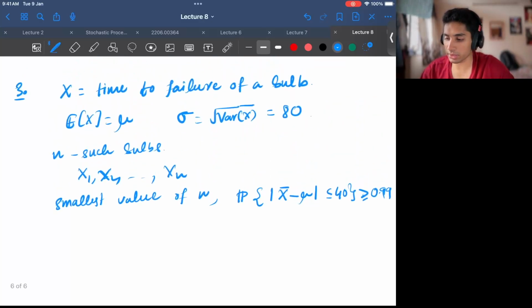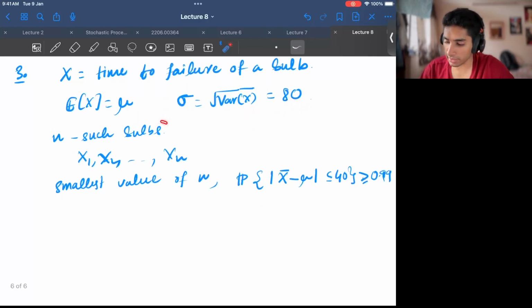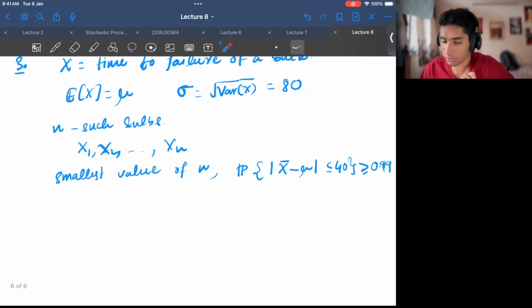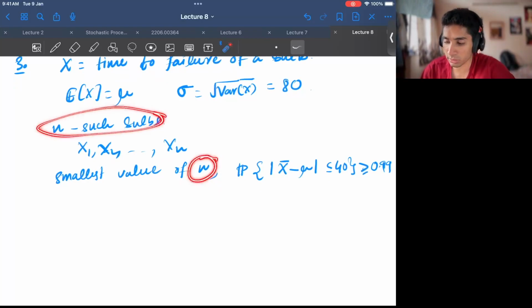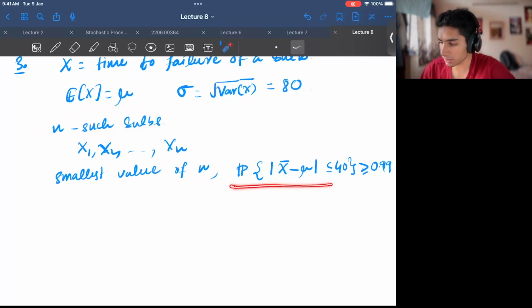So I will repeat the question. X denotes the failure time of a bulb, and it is known that the mean is mu and the standard deviation is 80. What you do is you collect n such bulbs and look at the failure time of each of these bulbs. So you will get n random variables x1, x2 till xn. The question that is asked is what is the smallest value of n? So how many bulbs should you take so that this condition is satisfied?